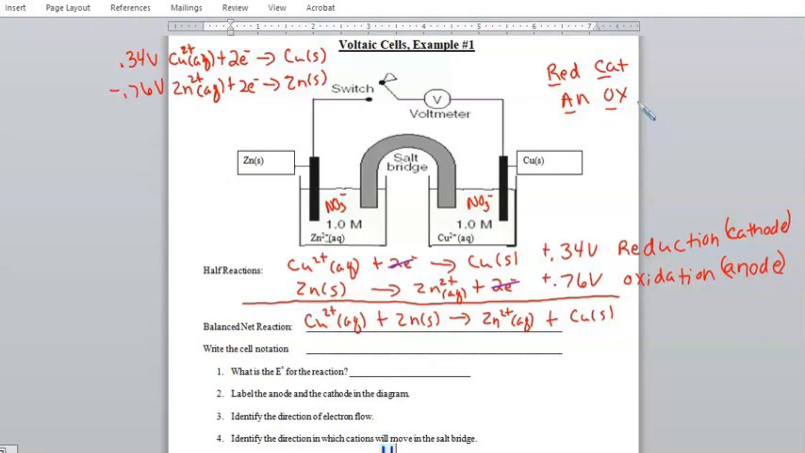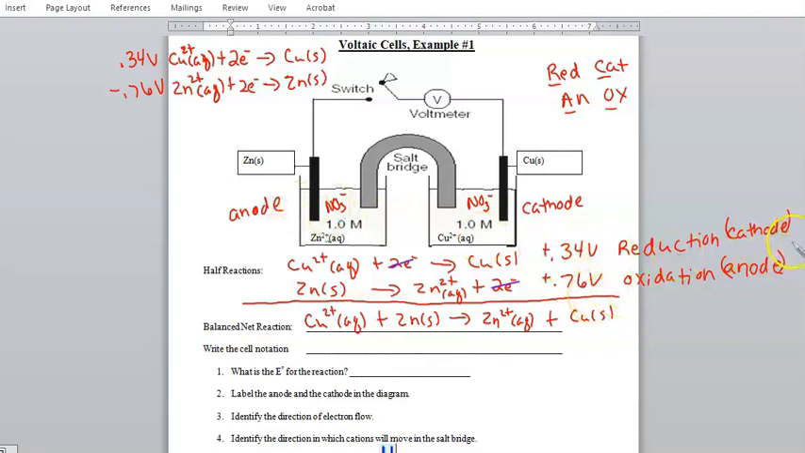Okay. The reason that's important, because I'm going to label this, and so this one, the copper, is the cathode. So we got the cathode over here, and this is the anode here. Because I just figured that out.